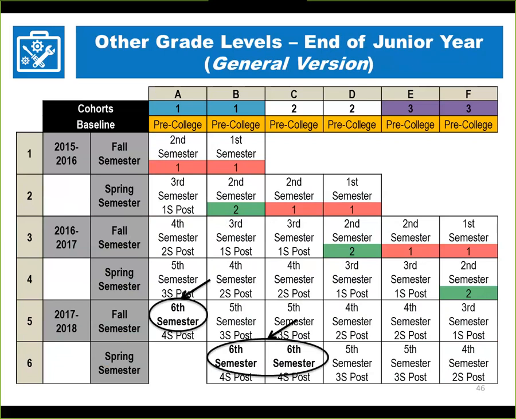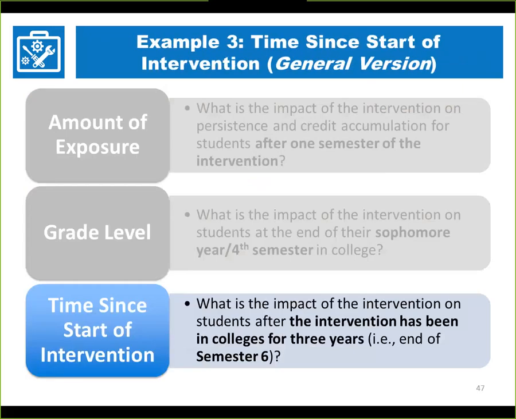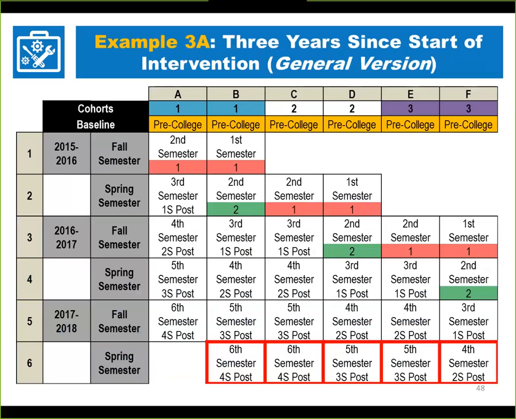Next is example 3, with the research question, what is the impact of the intervention on students after the intervention has been in colleges for 3 years, at the end of semester 6? For this research question, the student sample would be comprised of all cells in the matrix corresponding to semester 6, regardless of students' amount of exposure to the intervention or their grade level.